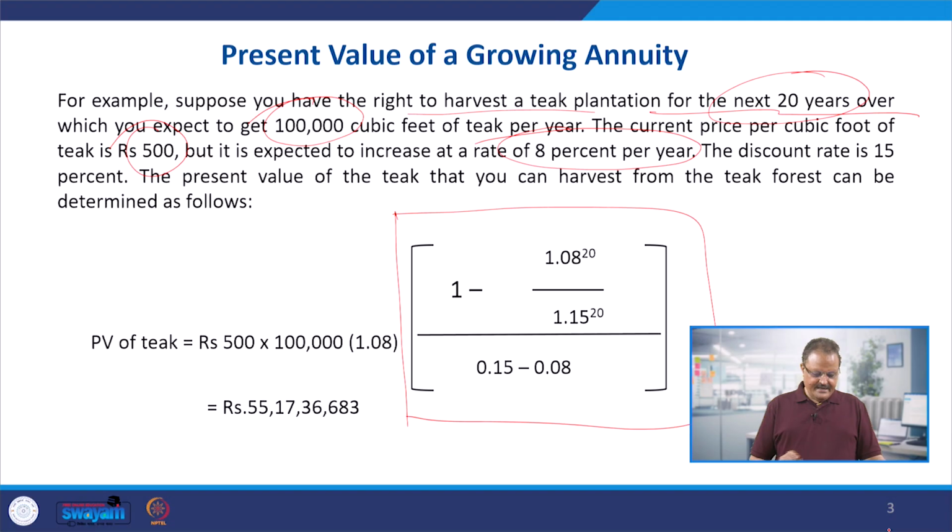But in this case, it is expected to increase at a rate of 8% per year. So this is basically the example of a growing annuity. It's not going to stay the same, it's not going to remain 1 lakh cubic feet at the rate of 500 per cubic feet. It's not the case that we simply multiply 1 lakh by 500, but it's growing at the rate of 8% also. So it's a case of the growing annuity, and easily you can calculate the present value of the teak wood we are going to harvest from this field. In this case, you have to get the value of A first of all.